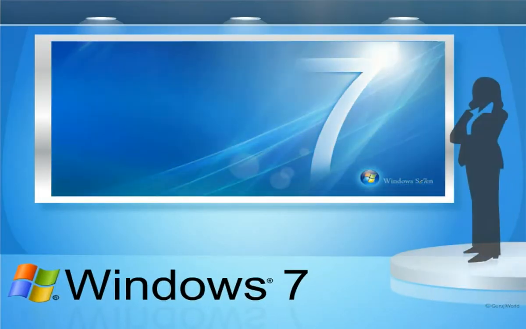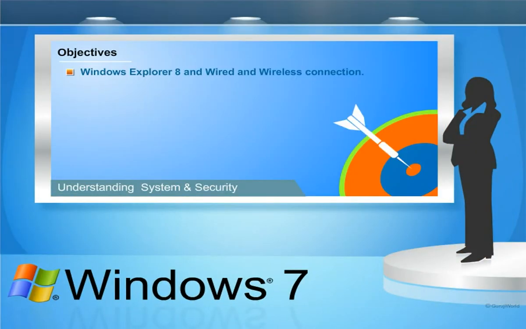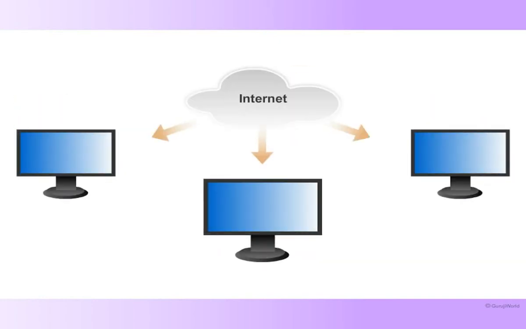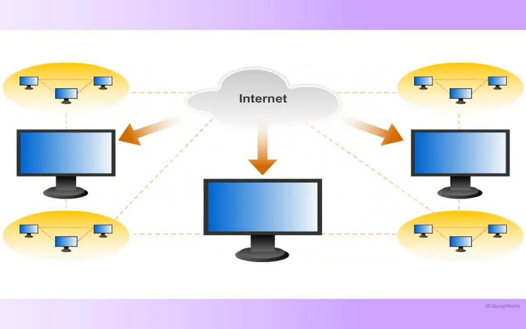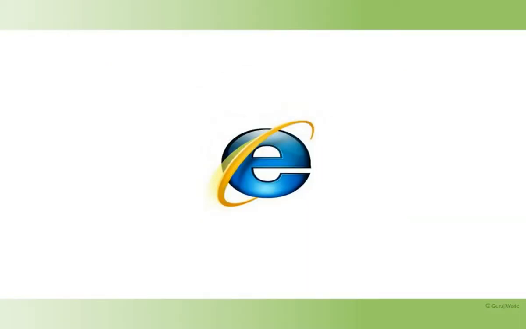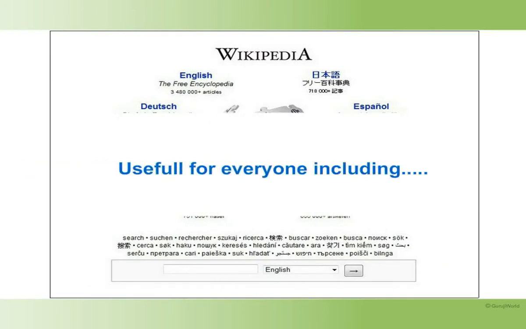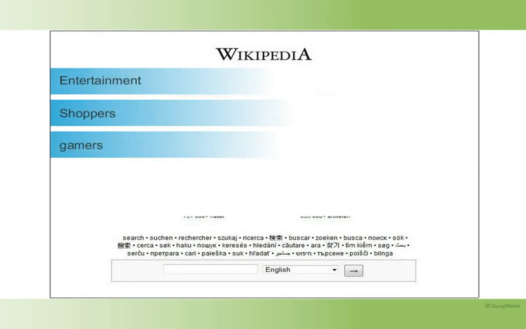In this topic, you will learn about Windows Internet Explorer 8 and wired and wireless connections. The Internet is a computer network established worldwide. It consists of millions of smaller networks that exchange information. Browsing the web, in other words, surfing the web, has become a form of entertainment as well as a simple and powerful research tool that puts a world of information at your fingertips.